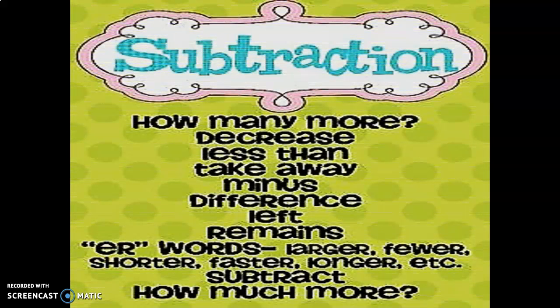Now here are some more words that also mean subtraction. These are the examples. We have how many more, decrease, less than, take away, minus, difference, left, remains, ER words like larger, fewer, shorter, faster, longer, subtract, and how much more.